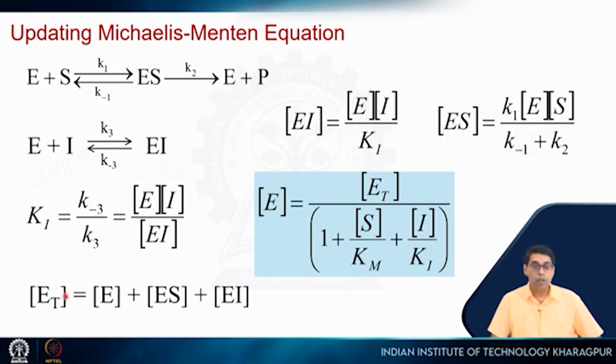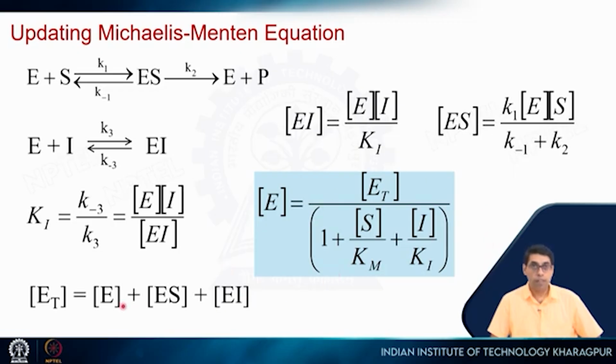So now we have to update all of this because the total enzyme will be equal to free enzyme plus enzyme bound to the substrate plus enzyme bound to the inhibitor, right? So if we update it like this, we can solve for EI, EI is this, and we can solve for ES, ES is this. So we can replace (K minus 1 plus K2) over K1 by Km, right? So we can plug in all of this and we will get this form.